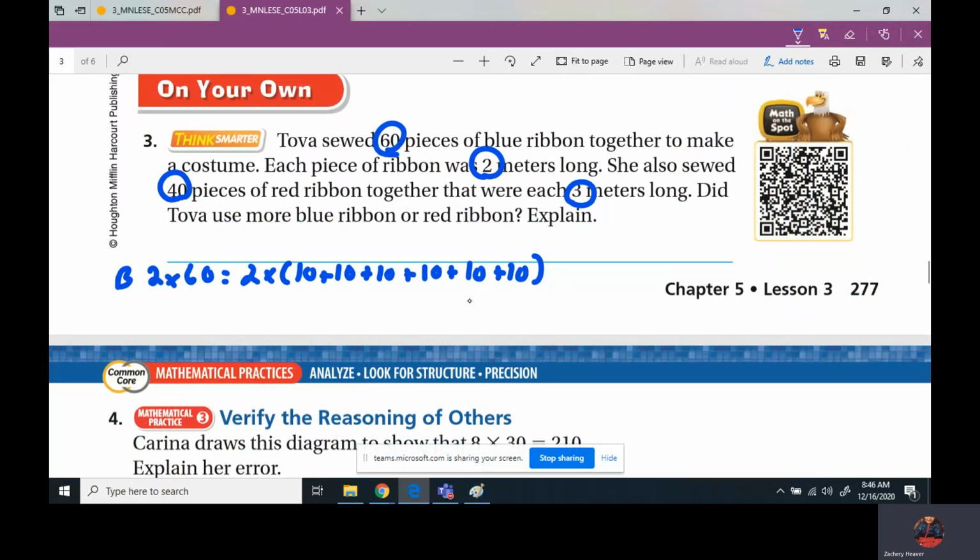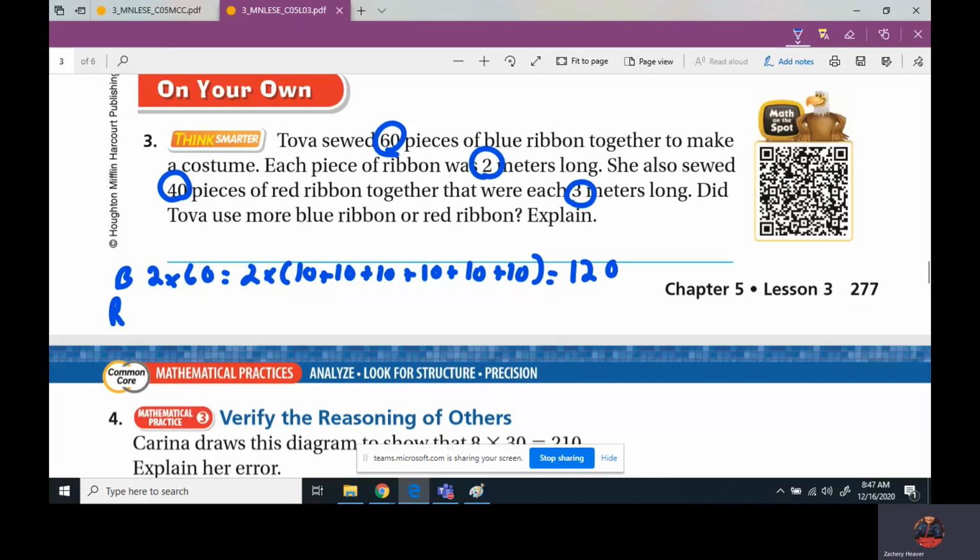And I know for a fact I have to give this 2 to all these 10s. Well, I don't have enough space for that right now. So let's just skip count. 2 times 10 is 20, 40, 60, 80, 100, 120. Because each of these are now going to be 20, because 2 times 10 is 20. So it's 20, 40, 60, 80, 100, 120. So they used 120 of blue.